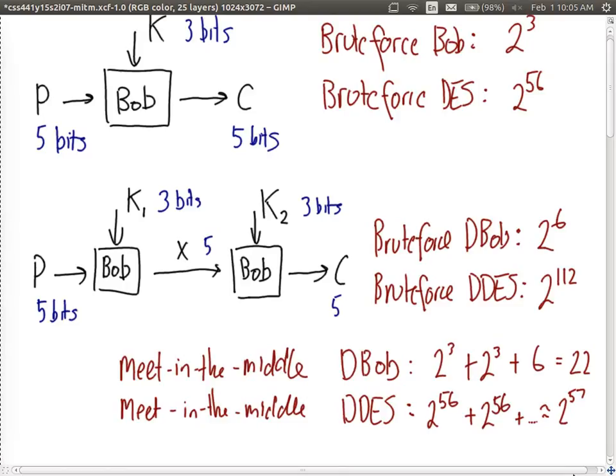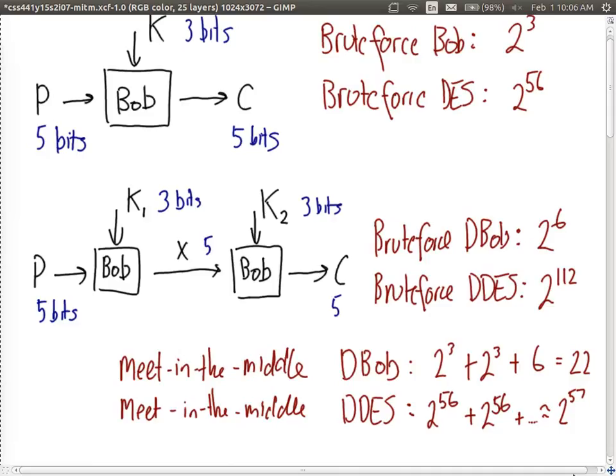Brute force on single DES takes 2 to the power of 56 operations. Brute force on double DES takes 2 to the power of 112 operations. Meet in the middle attack on double DES takes about 2 to the power of 57 operations. It's about 2 times slower than breaking single DES. In other words, if you can break single DES in 1 day, you can break double DES, using a meet in the middle attack, in 2 days.